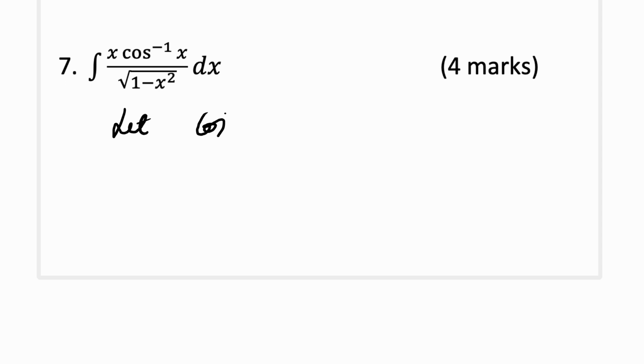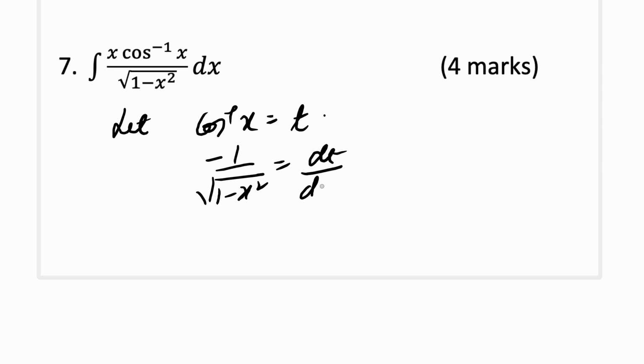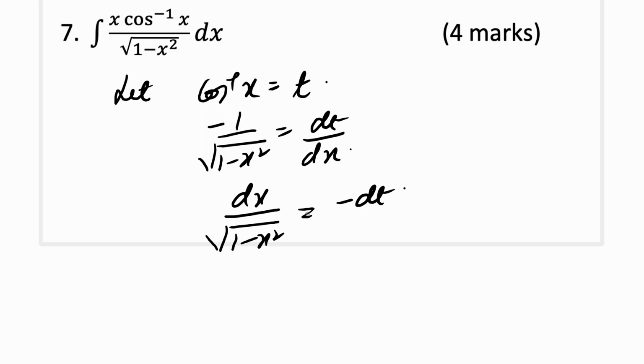Let cos inverse x is equal to t. So what will this become? Minus 1 upon under root 1 minus x square is equal to dt by dx. So what will we get? We'll get dx upon under root 1 minus x square is equal to minus dt.